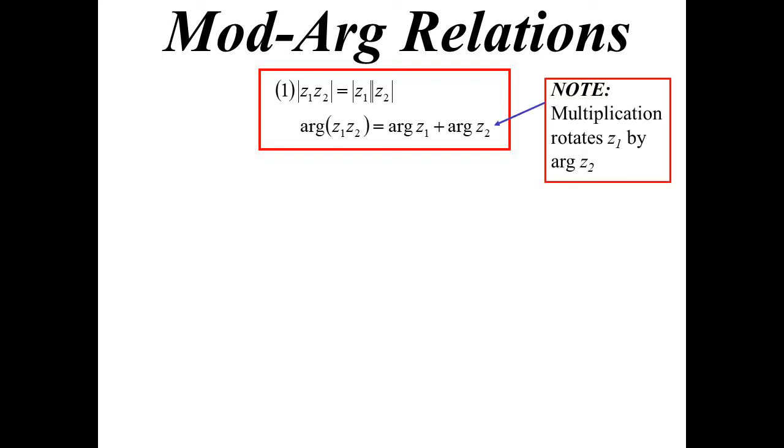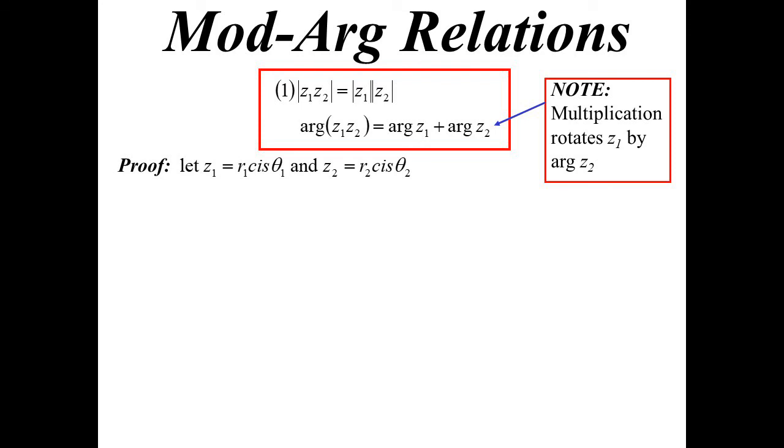Multiplication by Z1 means we're going to rotate by the argument of Z2. If you think of the position, we're saying the argument is the angle, so we're adding on the angle of the other complex number, so it rotates the position, whatever the argument is. You can prove that quite easily.